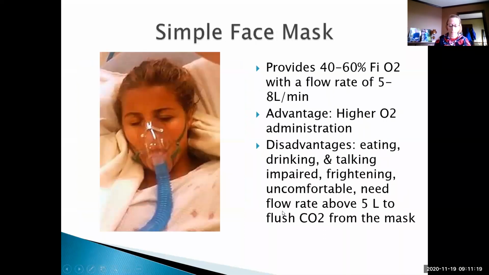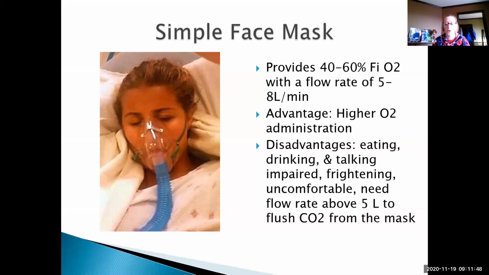And we have our simple face mask. This can be anywhere from 40 to 60% FiO2 with a flow rate of 5 to 8 liters. The advantage is it is a higher amount of oxygen administration that we can give. Disadvantages, just the things that go along with having a mask on your face. It can be more frightening for a patient since it is covering their face, and harder, they can't eat and drink as easily, and talking and all those things.